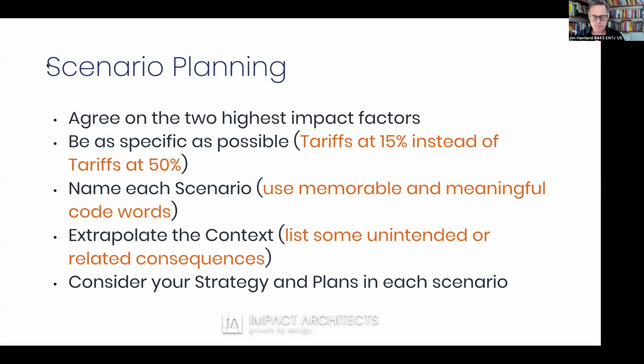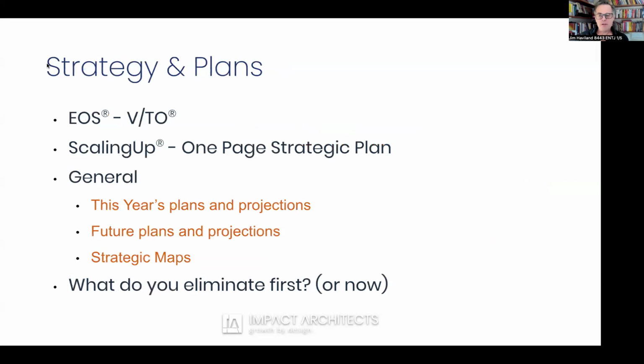But that is the goal here, to give yourself four futures that you want to be able to think about and figure out how those are going to impact things, and then go look at your current strategies and plans, to ask the question, how are they going to be impacted by these things? That's the whole point. When we talk about strategy and plans, if you're running on EOS, that's something called the VTO, the Vision Traction Organizer. If you're talking about Scaling Up, that's the one-page strategic plan.